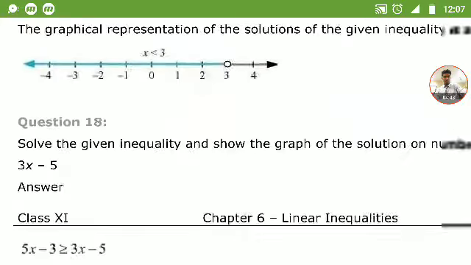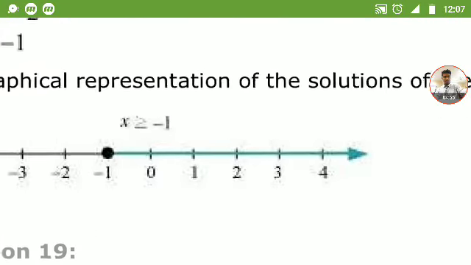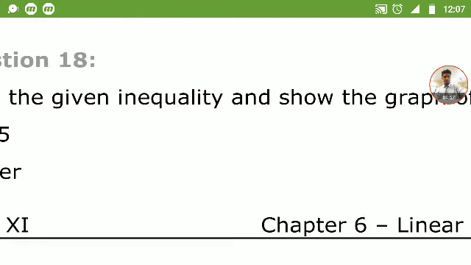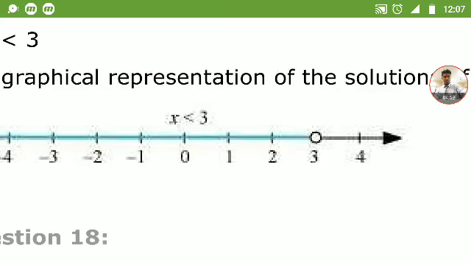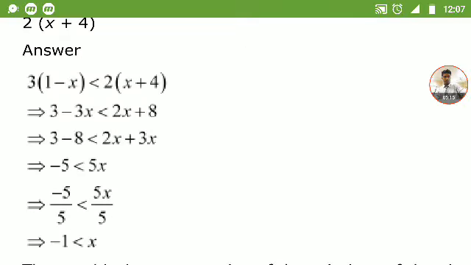Now question number 18 is the same thing. You solve it and you get x is greater than or equal to minus 1, which means minus 1 will be included. It will be a filled circle, and going to positive infinity. See, minus 1 is a filled circle. You see the difference out here? For less than it's a hollow circle, and for greater than or equal to it's a filled circle. Just the equal to sign is what matters, nothing else. For equal to you will fill it, and if it's not equal to, you will not fill it. Clear?